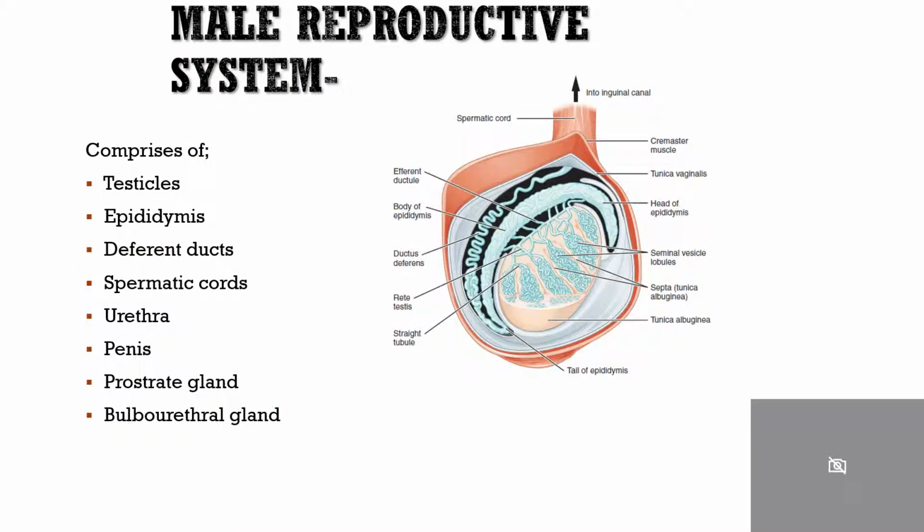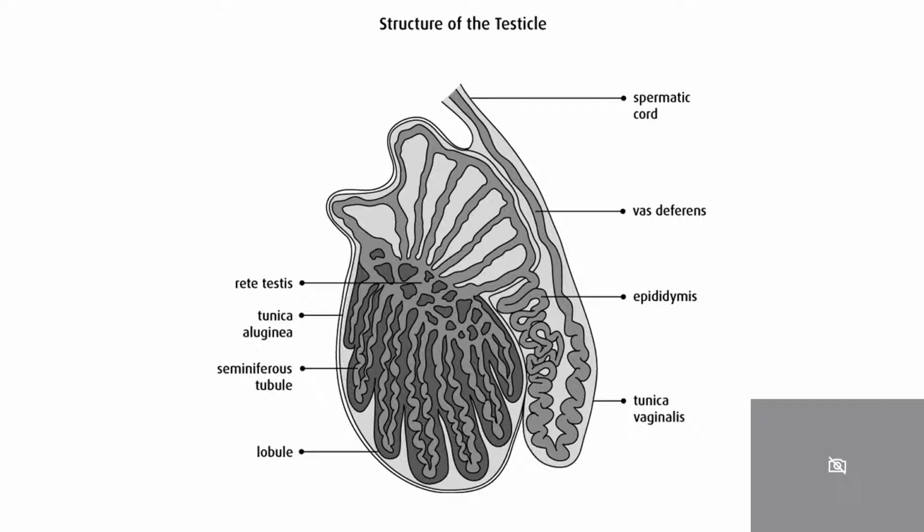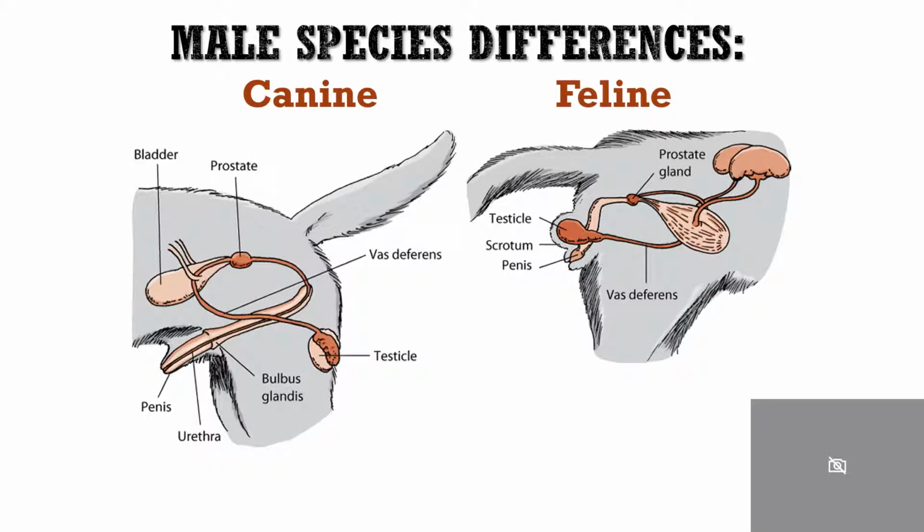The male reproductive system is comprised of the testicles, epididymis, deferent ducts, spermatic cords, urethra, penis, prostate gland and the bulbourethral gland. The image provided shows you the structure of the testicle. Male species differences. The 2 images provided show you the differences in relation to the canine and feline in relation to position of the male reproductive organs.